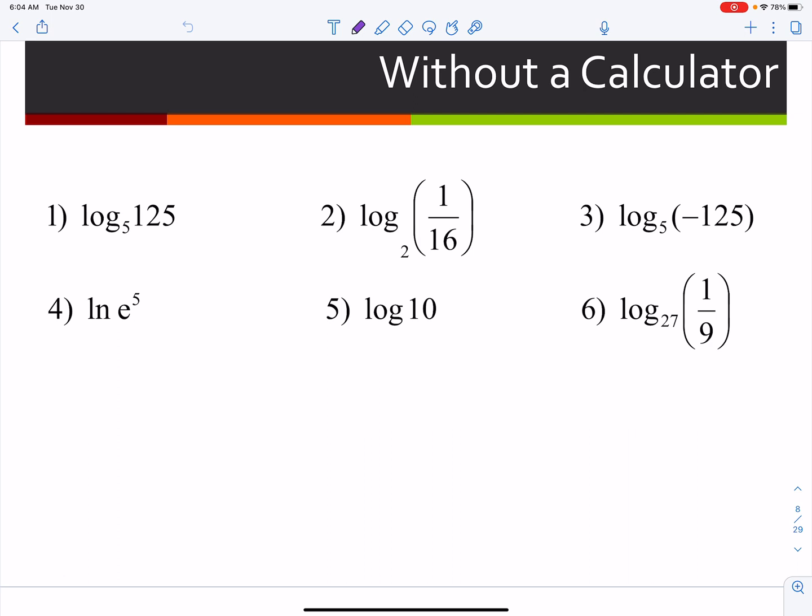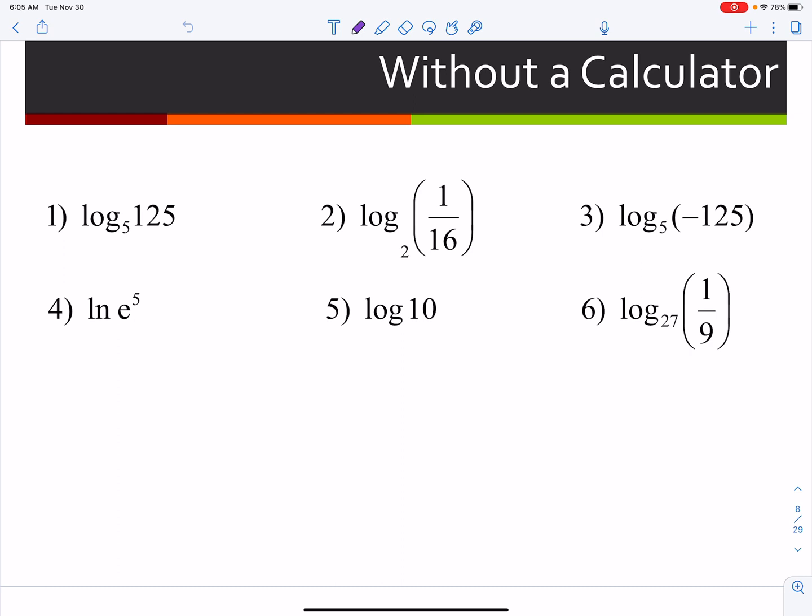So here's the deal on this. This review is only going to be as useful as you make it. So you need to take out a piece of paper. You need to work these problems and hit pause, okay? And then undo it and see how you did. So hit pause right now.